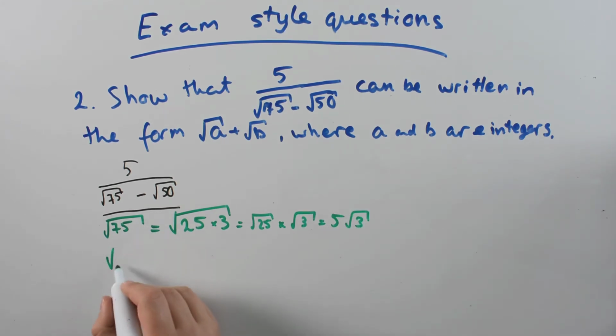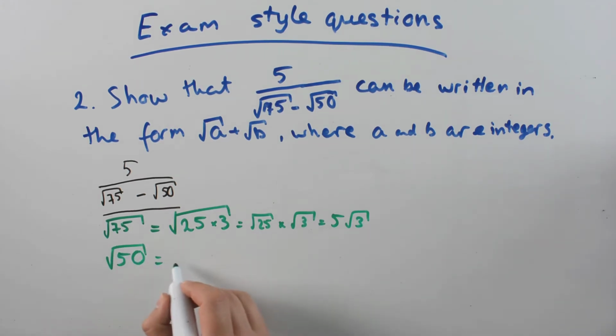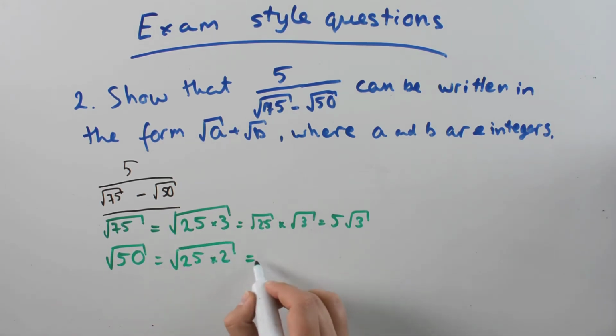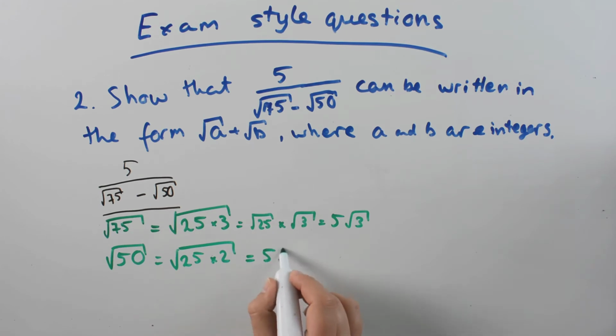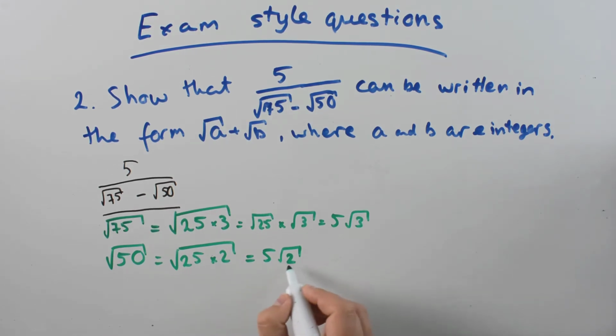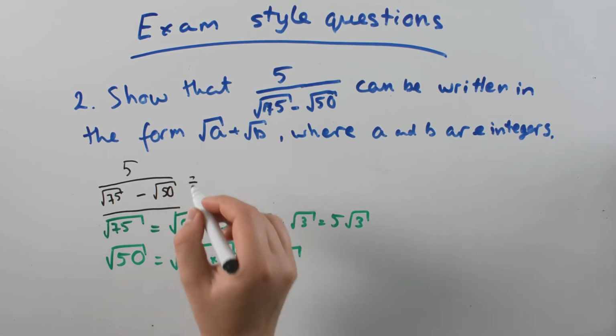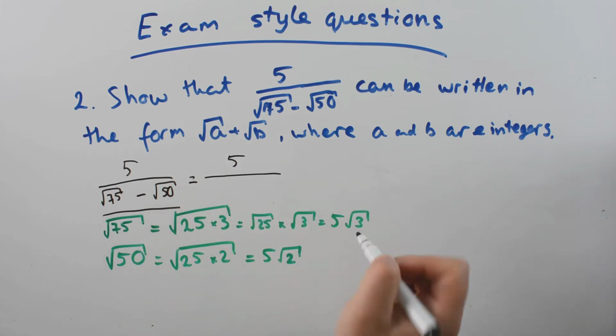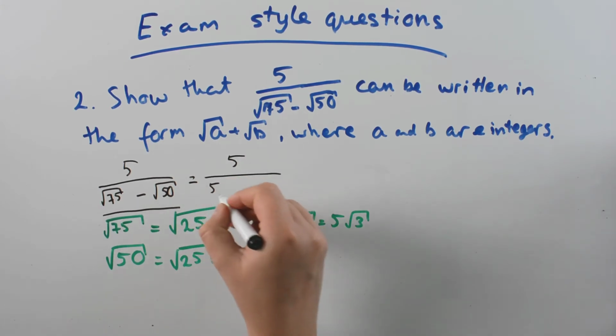And we do the same thing to square root of 50. So as you can see, it's also 25, but this time it is times 2, so it simplifies as 5 square root of 2. Okay, so square root of 3 and square root of 2 cannot be added together, they're different. So what I'm gonna do is just rewrite our original expression with simplified form. So we will get 5 over 5 square root of 3 minus 5 square root of 2. It's important to remember which one is which so you get them the correct way around.